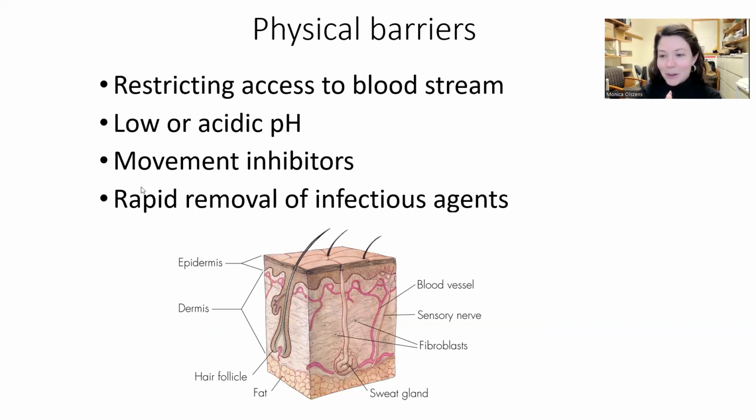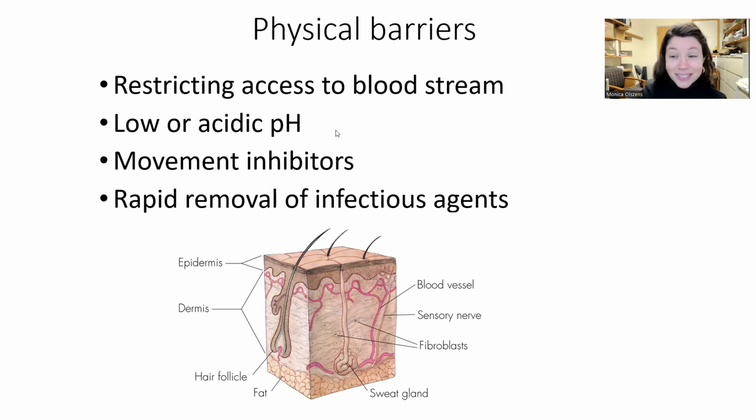Yay, success, pardon me. All right, so the physical barriers restrict access to your bloodstream. I mention that because your bloodstream is one of the least well-protected areas of your body, and it travels around your entire body. So if bacteria ever gets into your bloodstream, it's really bad news. It can turn into something called septicemia, which is a life-threatening bacterial infection.